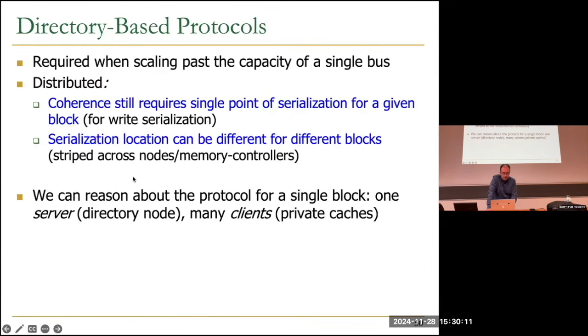It's also very interesting that we can reason about the protocol for a single block: one server, which is the directory node, and many clients, which are private caches. Now that you have this intermediate node, you can make it intelligent. The directory can make a lot of decisions, because you're consulting with another node, like a server, and you can implement different algorithms in that server. So that's quite interesting.